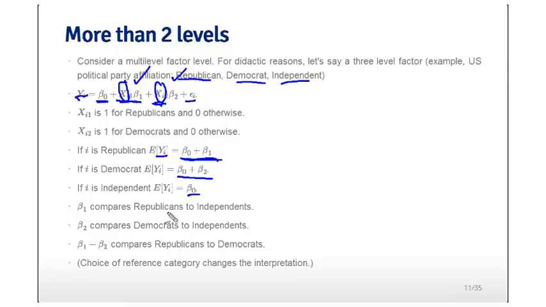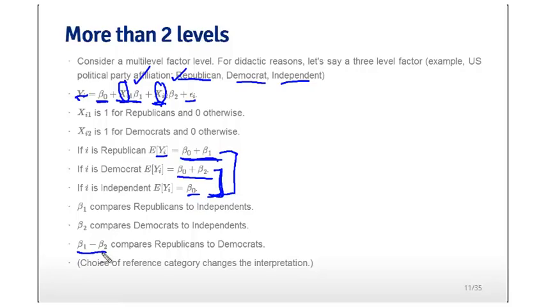Well, beta 1 is then, if we were to subtract these two, the beta naught would drop out and we would get beta 1. So it's clear that beta 1 compares Republicans to independents. Beta 2 compares Democrats to independents because it's just subtracting these two. So notice what that means is none of our coefficients compares Republicans to Democrats. What compares Republicans to Democrats is a function of our coefficients, beta 1 minus beta 2.